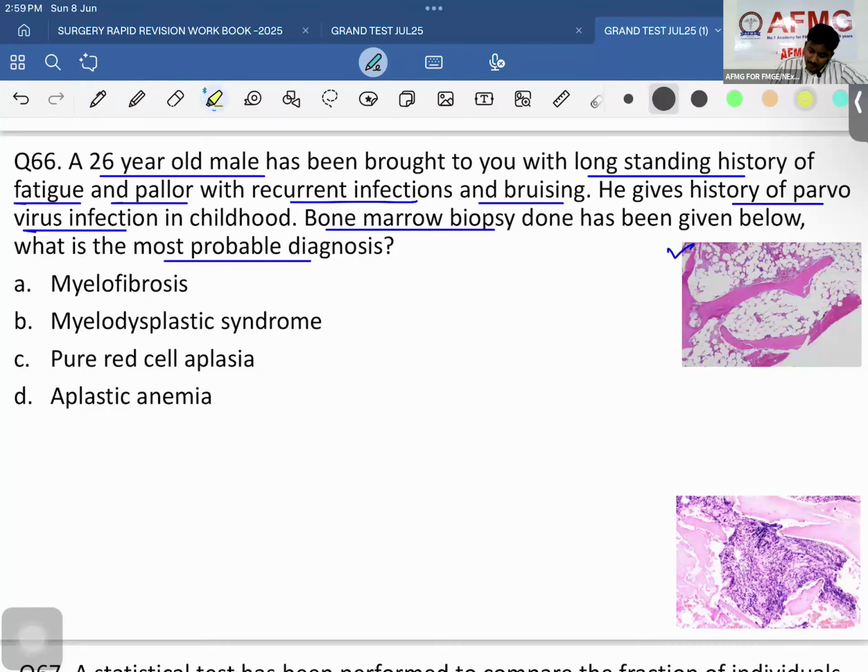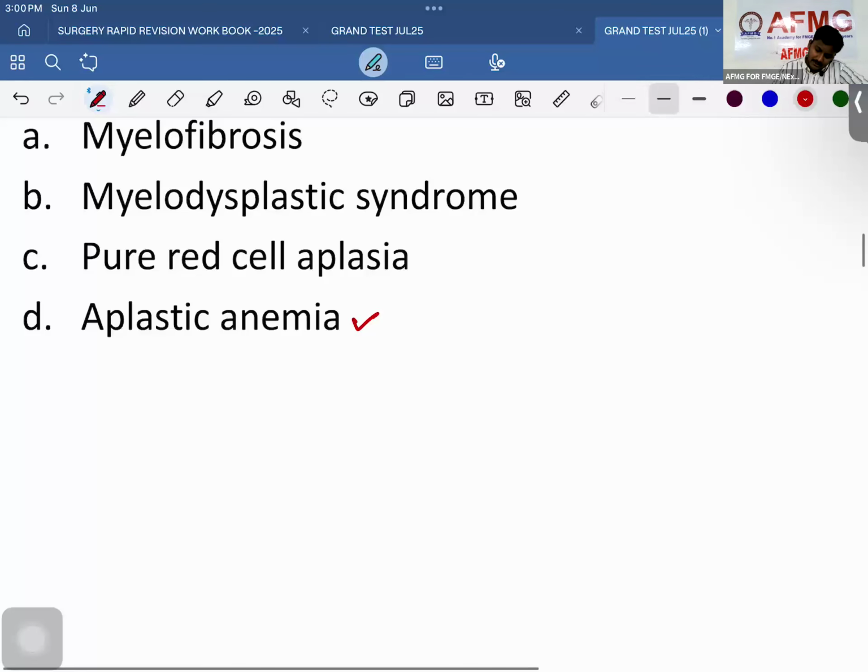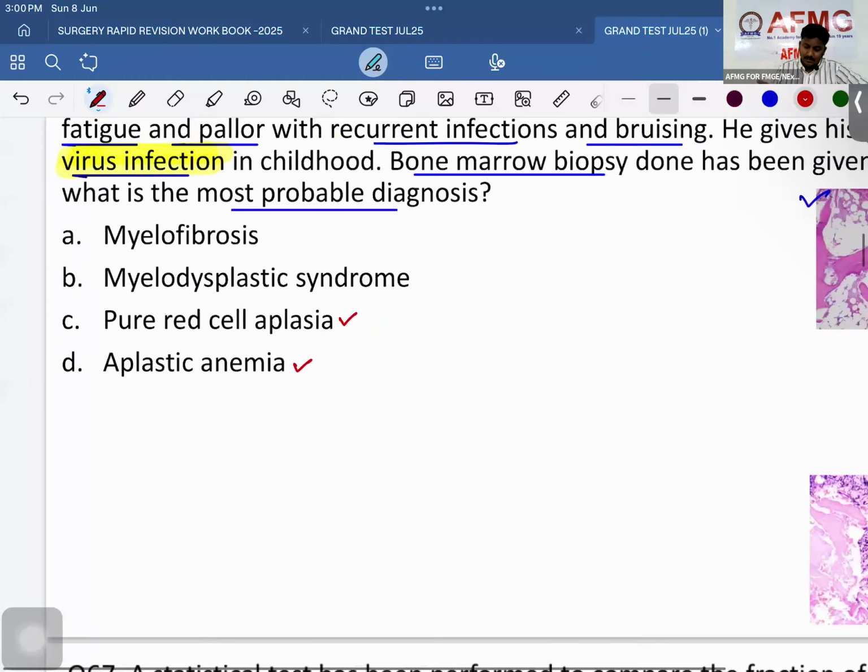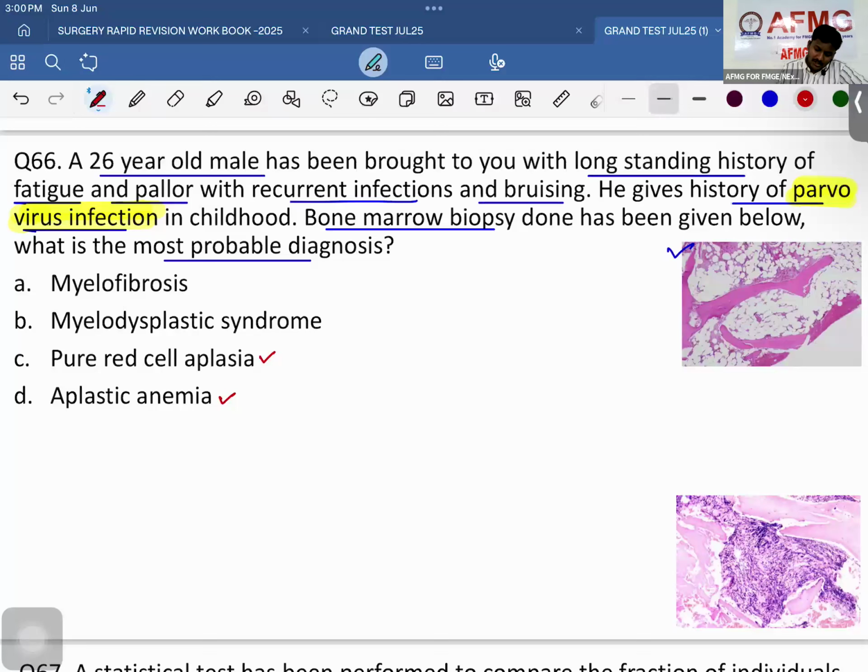So here, they have given a history of parvovirus infection. We know that parvovirus infection is known to cause erythema infectiosum, which is fifth disease, leading to a slapped cheek appearance, but it can lead to complications like aplastic anemia or pure red cell aplasia, both. Here let's see what the symptoms are. The patient has a long-standing history of fatigue and pallor. That is classically suggestive of anemia.